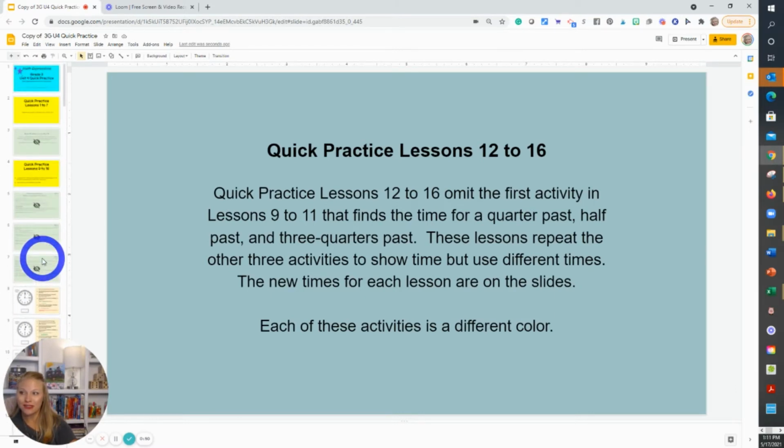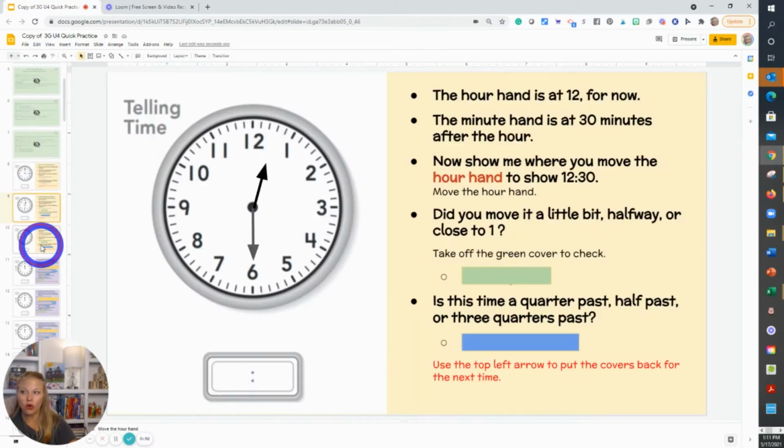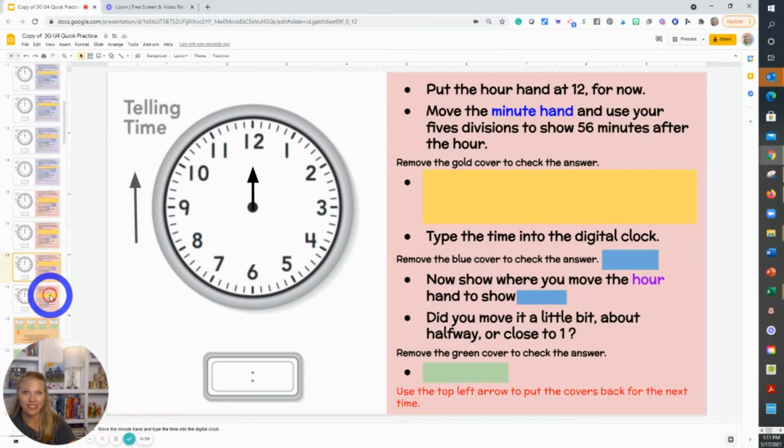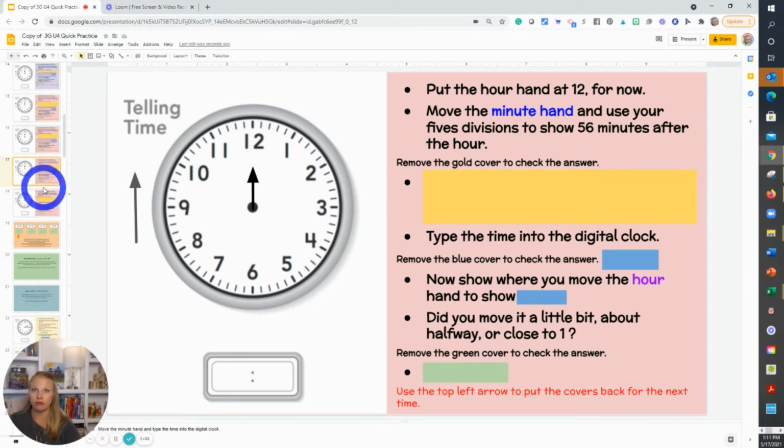So for just lesson 9, your goal is to get through as many of these as you can in 5 minutes. You may not get through all of them that very first day, but that's about the pace that you should be looking for. Let's get a lot of rehearsal in that 5-minute time period.